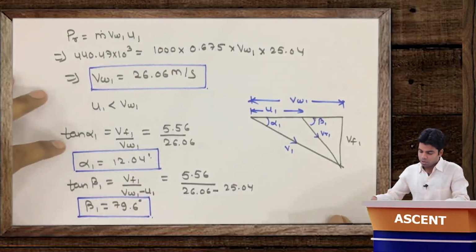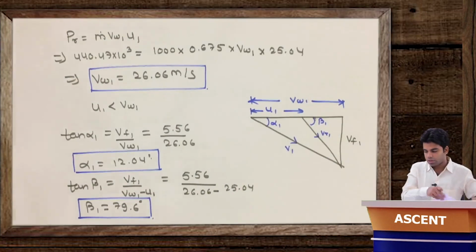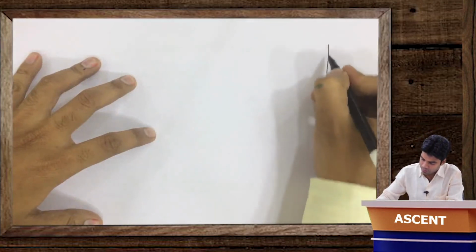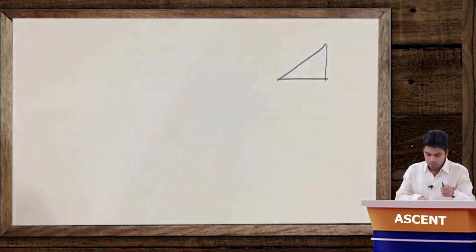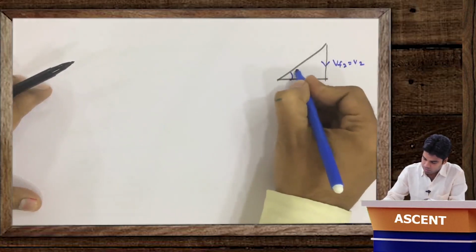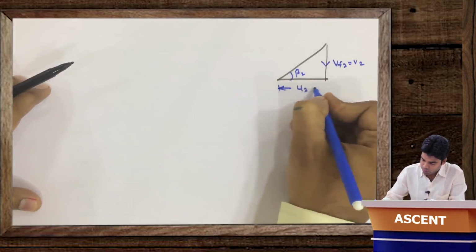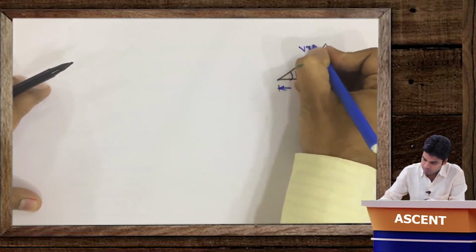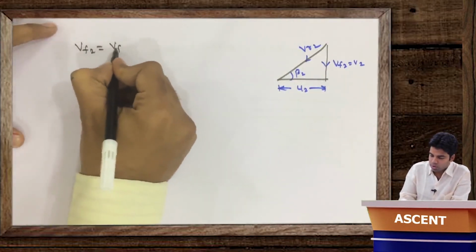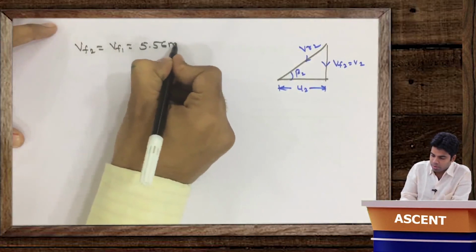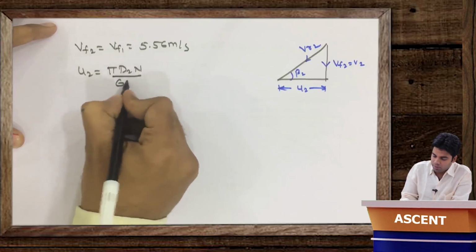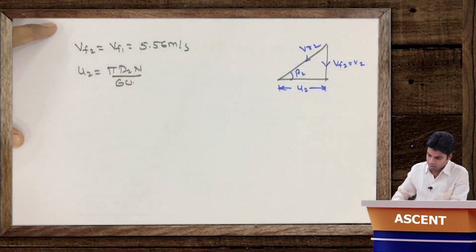Now what about the outlet? For that we will have to draw the outlet velocity triangle. This will be vf2, which is equal to v2, beta 2, u2 and vr2. Since vf2 is equal to vf1, given in the question, which is 5.56 meter per second. Now u2 we can determine how? Pi d2 n by 60.